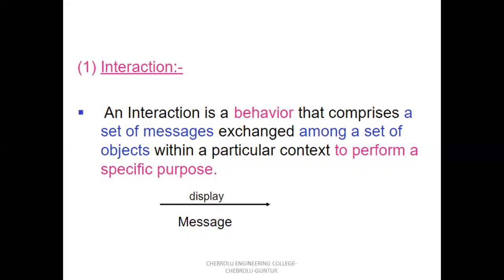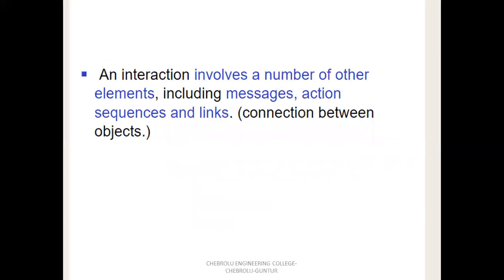Graphically, interaction is represented by an arrow. Okay, interaction is represented by an arrow. The interaction involves a number of other elements including message, action and sequence of lines.